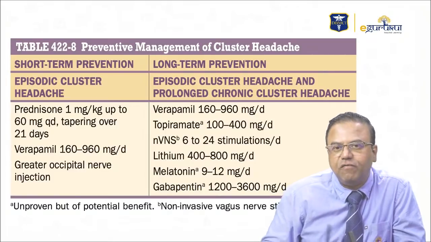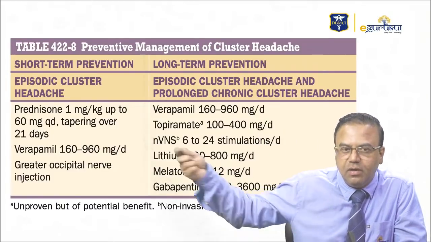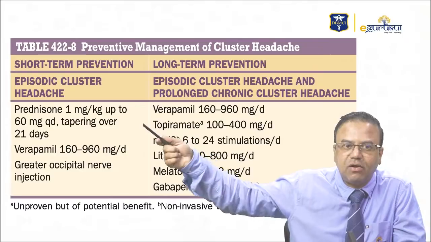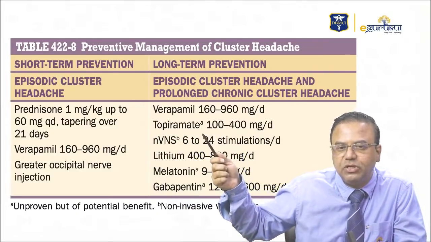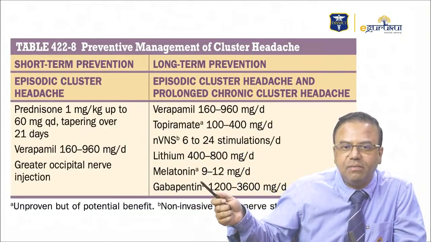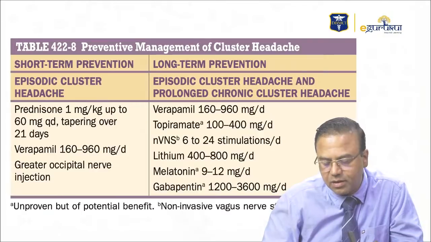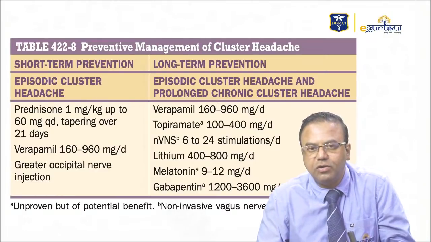Anyway, this is the prevention of cluster headache. One is the acute treatment. Then the other is to break the cycle, where you give steroids and verapamil. For long-term prevention, you use verapamil, topiramate, lithium. All these are basically prevention of cluster headache. Acute management, I hope you all understood now.